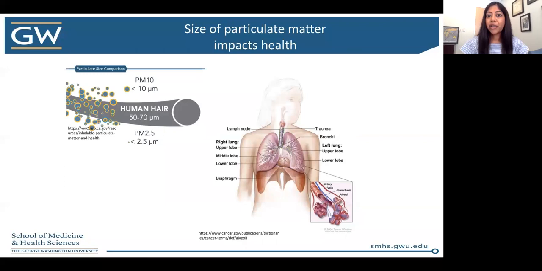Particulate matter is a well-known health concern, and the size of the particulate matter is important, wherein smaller particles often pose a greater risk than larger ones. In the picture on the left, you can see the size of a standard human hair is about 50 to 70 microns, and comparatively, PM10 and PM2.5 are much smaller particles. The PM10 particles come from road and agricultural dust, tire wear emissions, construction, and demolition work. In addition, natural activities such as wildfires and wind-blown dust are also sources of PM10.